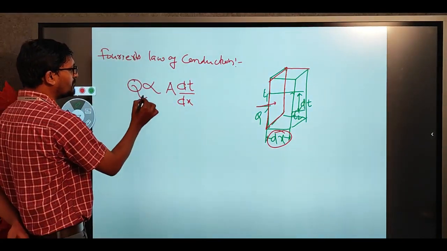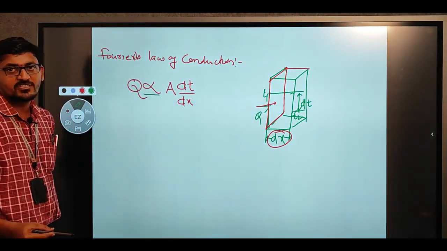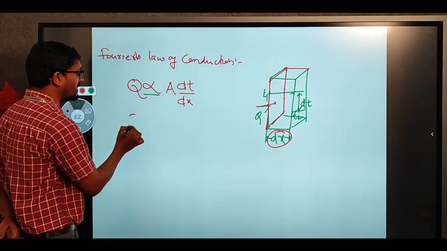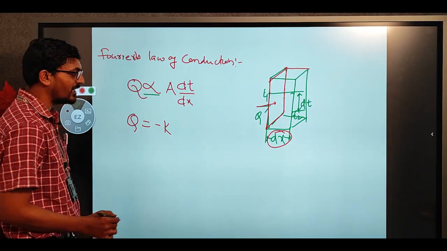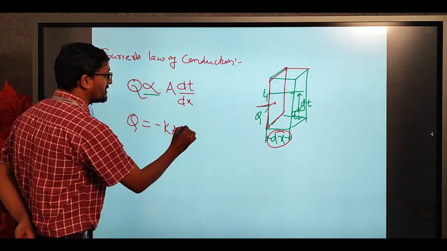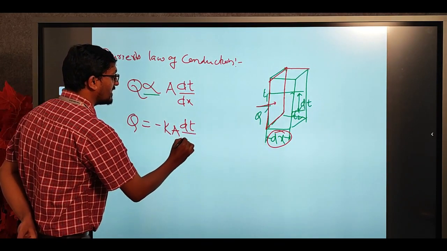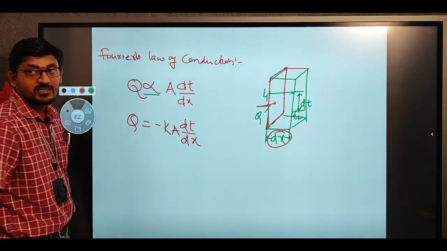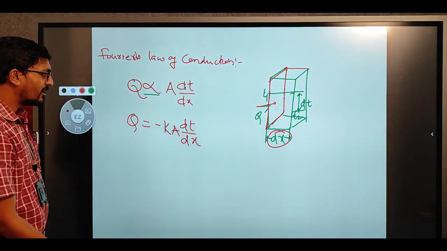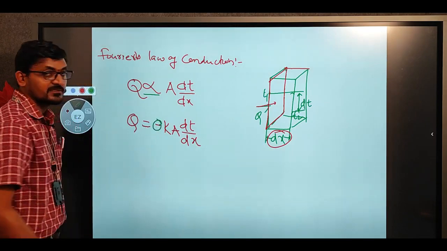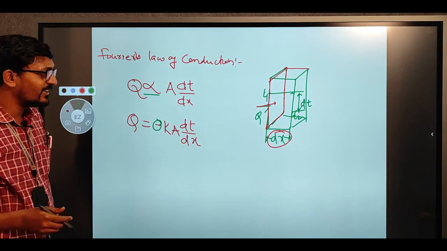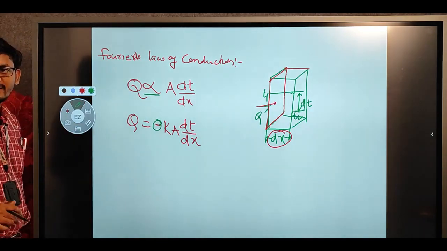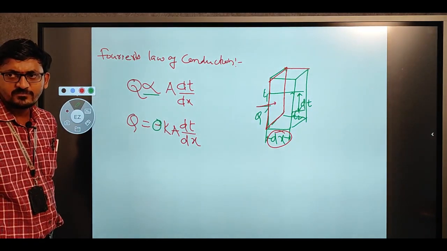So to remove this proportionality, we introduce a new term called thermal conductivity, denoted by k. Remaining everything is the same: Q equals minus kA dT by dx. Then what about this minus? Why have you kept minus here? What does that minus sign indicate?